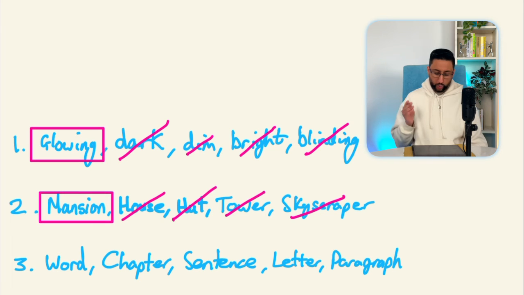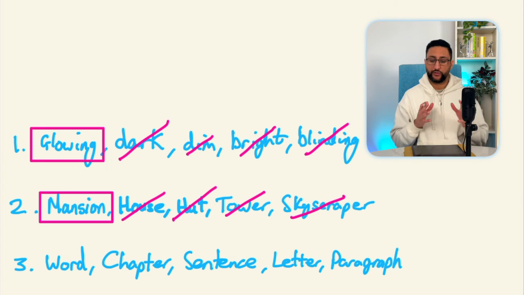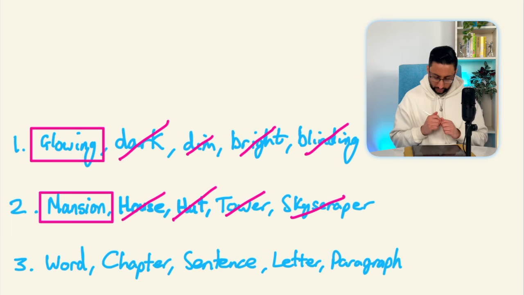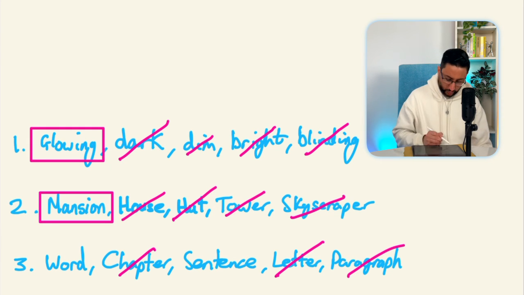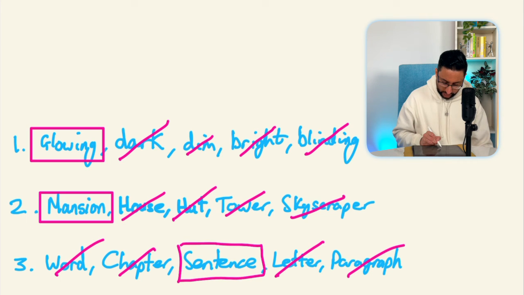Final question, word, chapter, sentence, letter, and paragraph. These are all lengths of things within a book. So let's take a look. Out of word, chapter, sentence, letter, and paragraph, a letter is the smallest thing there. A letter would make up words. Words would make up sentences. Sentences would make up paragraphs, and paragraphs would make up chapters. So we're going to say that chapter and paragraph are the two larger ones. Letter and word are the smaller ones, and sentence is the middle value.